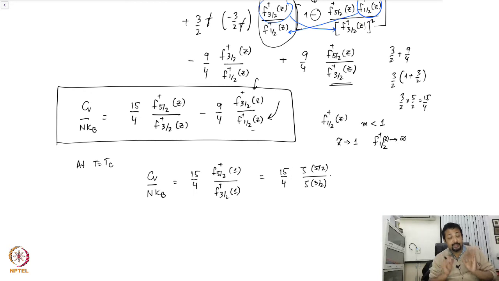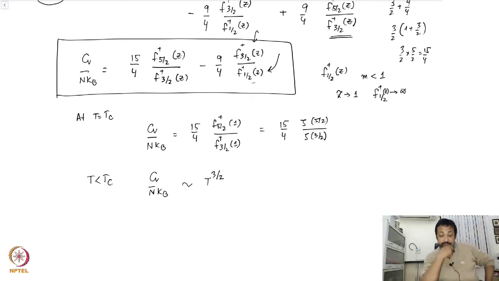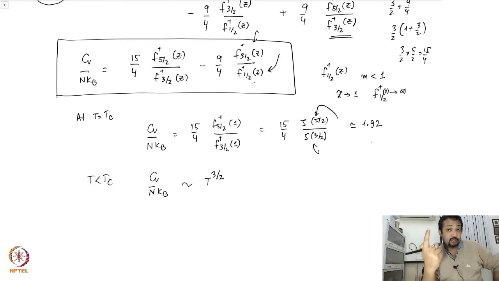This exactly matches the specific heat that we found when we looked at the case T less than Tc. For specific heat at T less than Tc, I know that Cv over NkB goes as T to the power 3/2, right? Interestingly enough, if you put in these numbers for the Riemann zeta function, you will see at Tc this number is approximately 1.92. It is more than what Dulong-Petit's law tells you, that is essentially 3 by 2 NkB. So in this case, it's going to be 3 by 2.